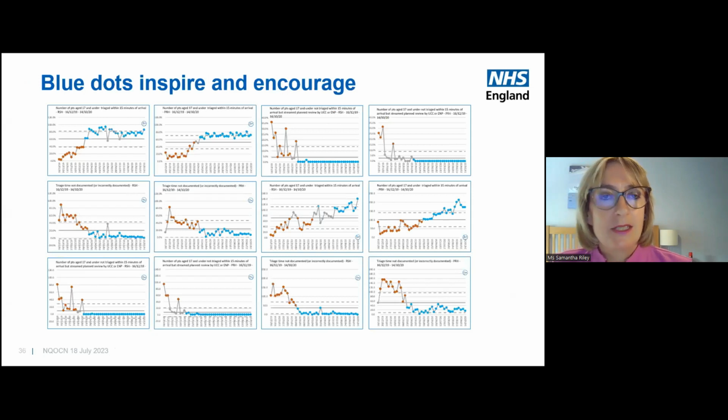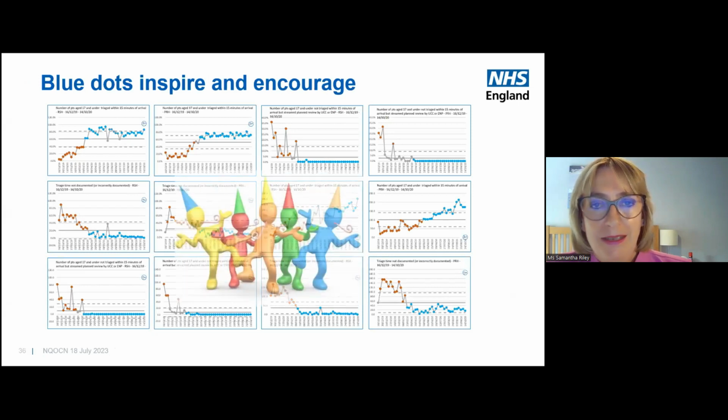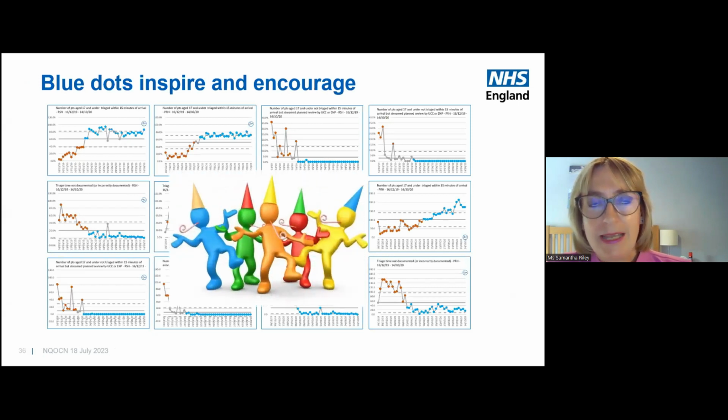These charts relate to a trust that has 2 A&E departments, emergency departments, and these measures relate to different elements of A&E care. Doesn't really matter what the measures are. You can see that every chart here has got blue dots. So a big celebration to take place there. It's very motivational for people to be able to see very easily that their improvement work has worked. And they only have to remember to keep an eye out for the blue dots. If they haven't got the blue dots, they haven't got the improvement.